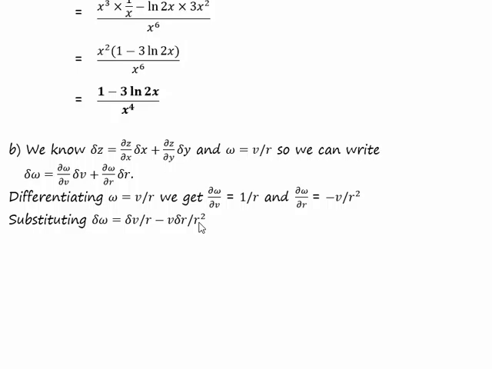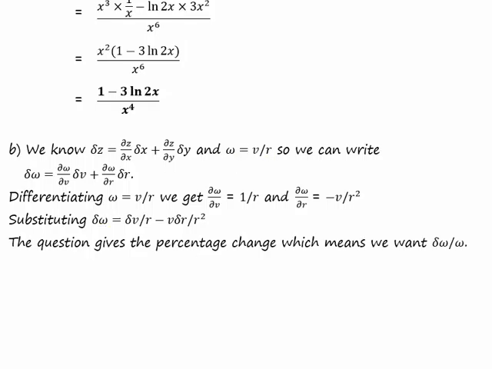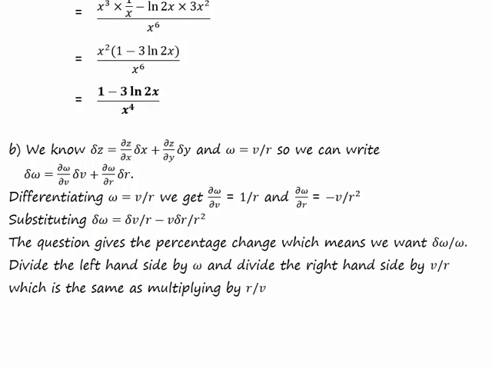In the question we're given the change in linear velocity and the increase in radius as a percentage, which means that we don't want delta omega, we want delta omega over omega. So I'm going to divide the left hand side by omega and divide the right hand side by V over R. Dividing by V over R is the same as multiplying by R over V. If you think about it, dividing by 2 is the same as multiplying by a half.